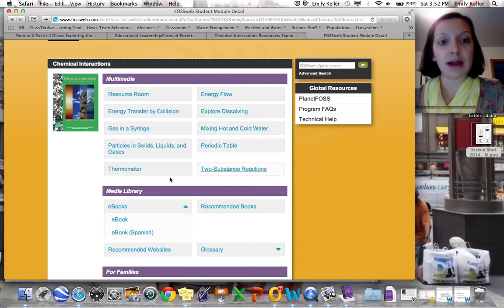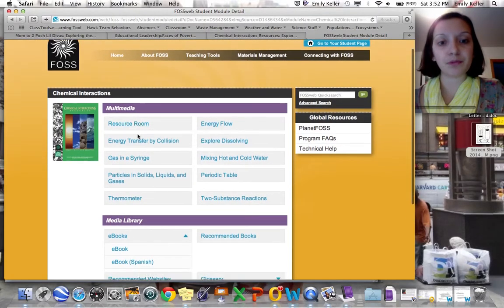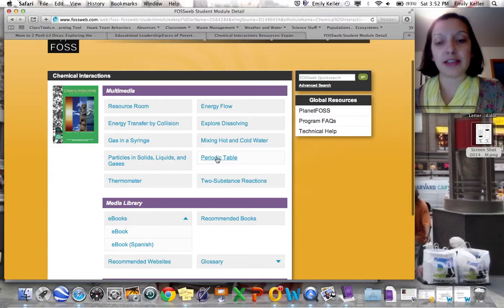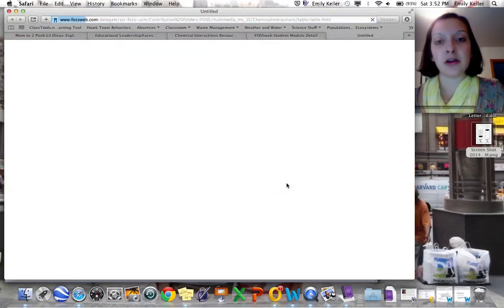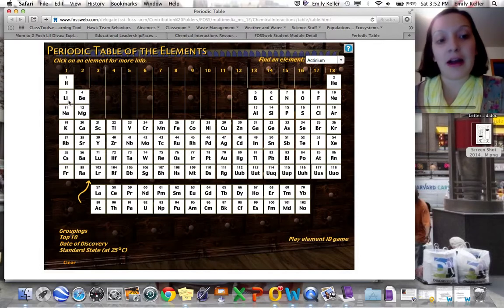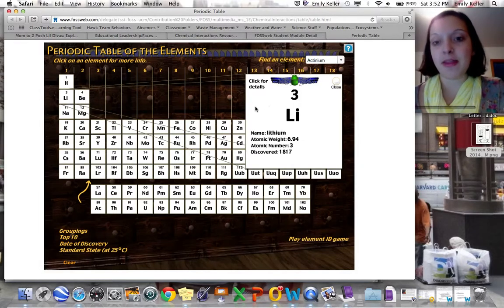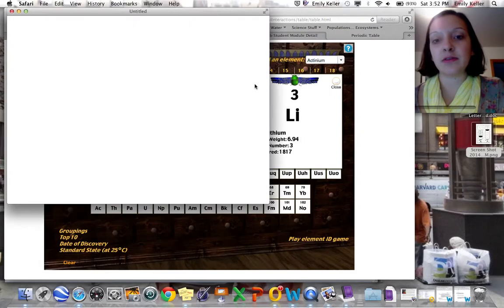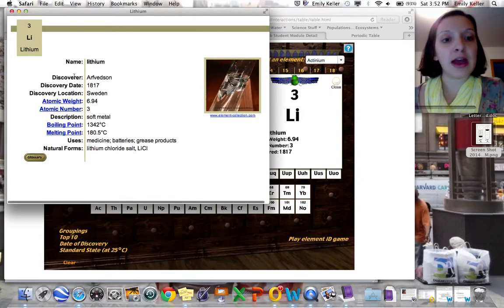So if you go back to this page here, you should be able to click on periodic table. And once you get here, there's a really nice interactive periodic table for you. So if I click on, I really want to know more about Li, which is lithium. And so I click here for details. And it'll tell me that lithium was found originally in Sweden.